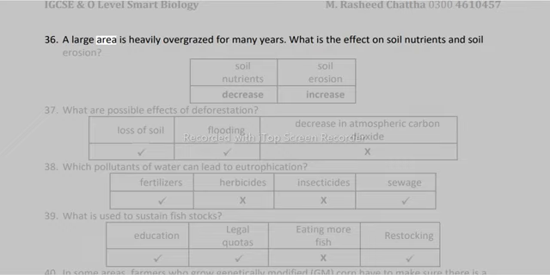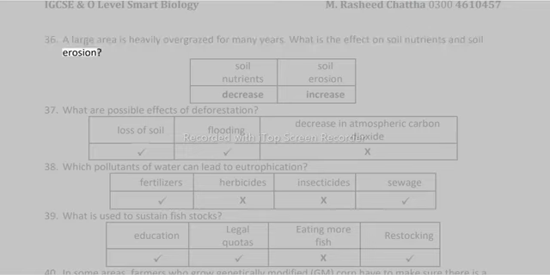36. A large area is heavily overgrazed for many years. What is the effect on soil nutrients and soil erosion? Soil nutrients decrease. Soil erosion increases. 37. What are possible effects of deforestation? Loss of soil, flooding. Decrease in atmospheric carbon dioxide. 38. Which pollutants of water can lead to eutrophication? Fertilizers, herbicides, insecticides, sewage.